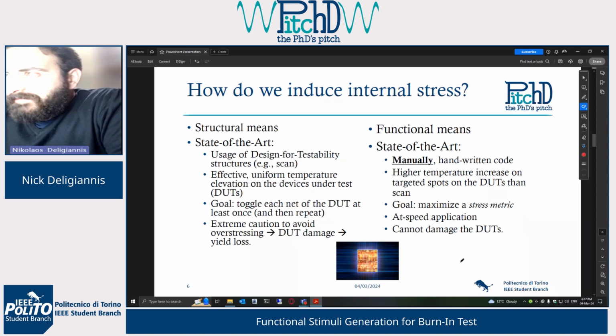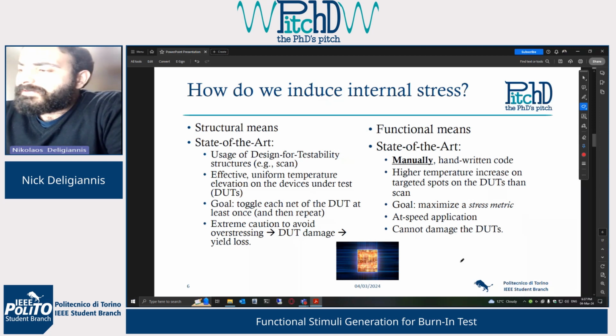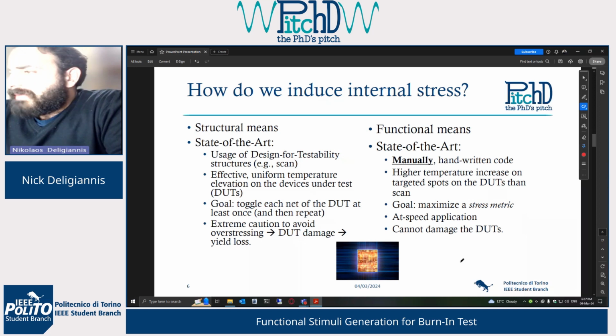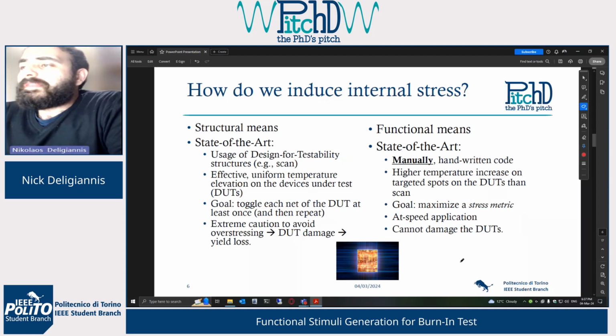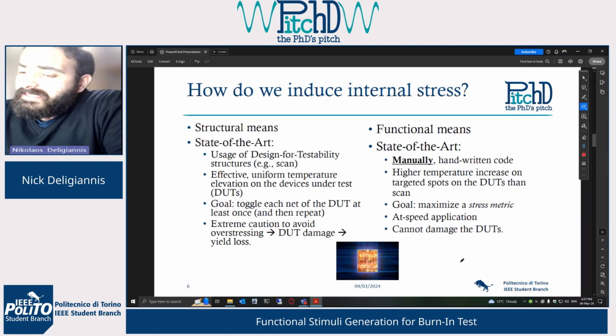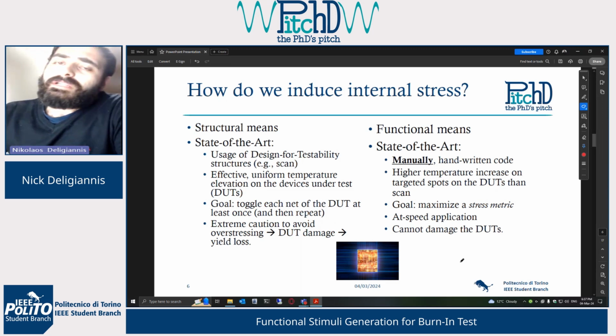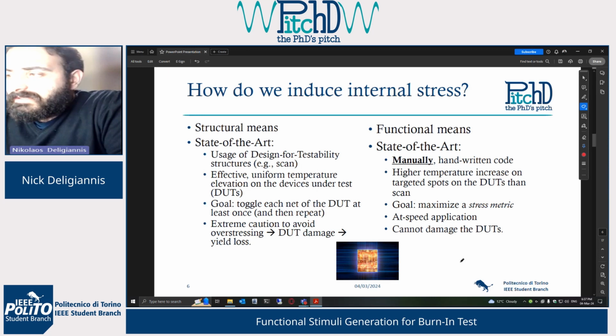On the other hand, we have the functional means. And here we task a group of test engineers, for example, to generate some low-level program, some stress code in some language, with a goal of maximizing a stress metric when applied on the DUT. We will speak about the stress metrics in a second. Now, the benefit here is that we have at-speed application of the code with respect to the structural means in which the circuits operate at test speeds, which is a lower frequency. And also with the functional means, you cannot cause any kind of damage to the DUTs.